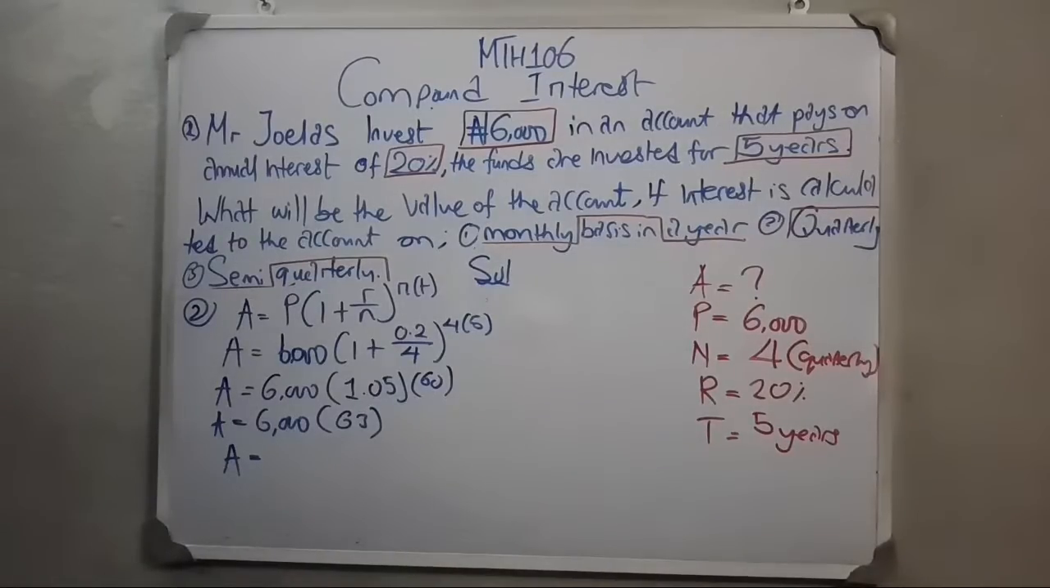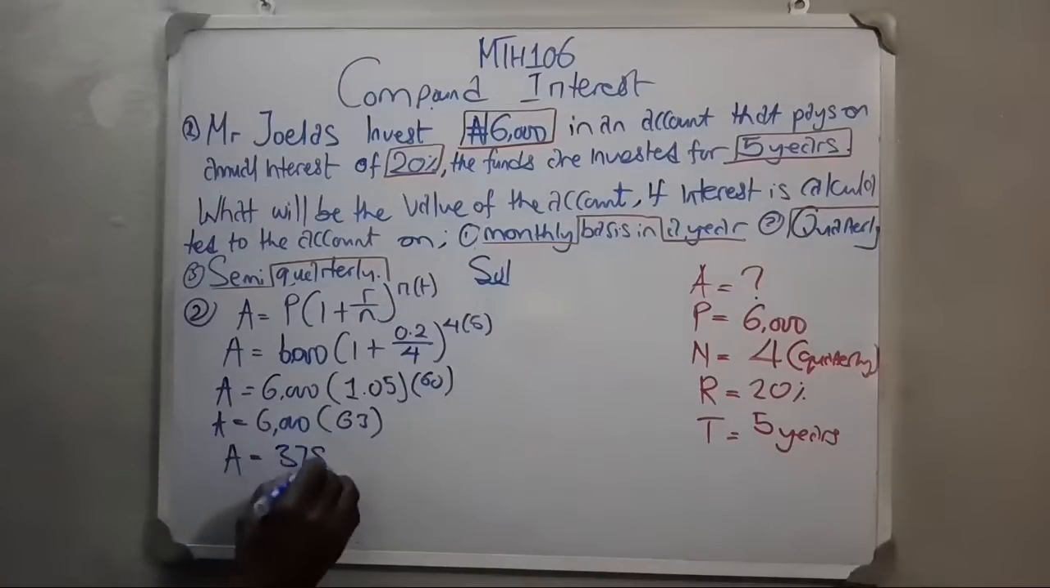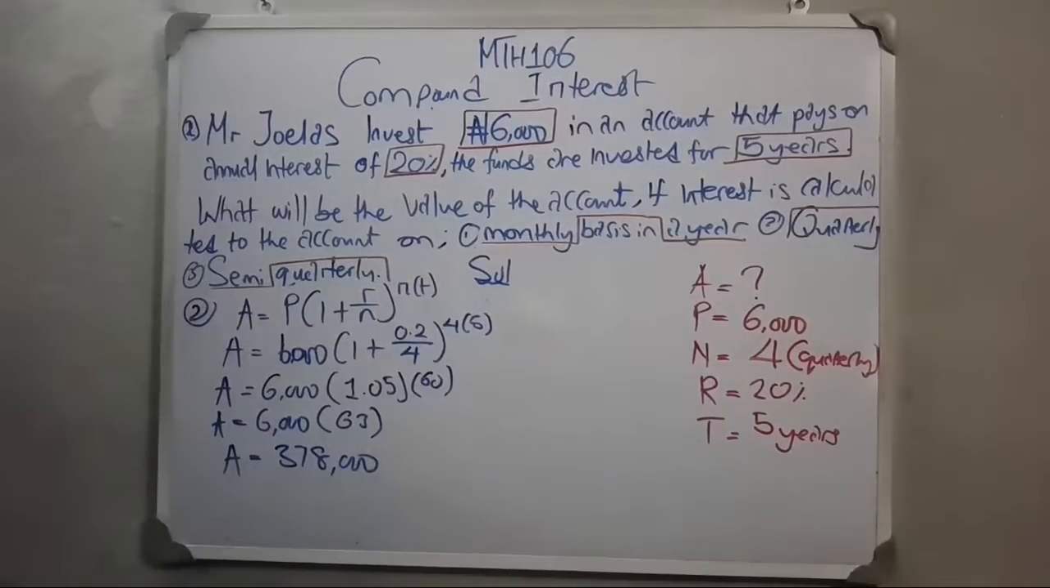So you have A equals 6,000 multiplied by 63, which is 378,000 naira. So let's see, is anybody who got it? Okay, Miss Titi got it right. Good job, Miss Titi. Miss Blessing with 378, but I don't know which one she's specifying. Maybe it's for this. If it's for this, that means you also got it right.